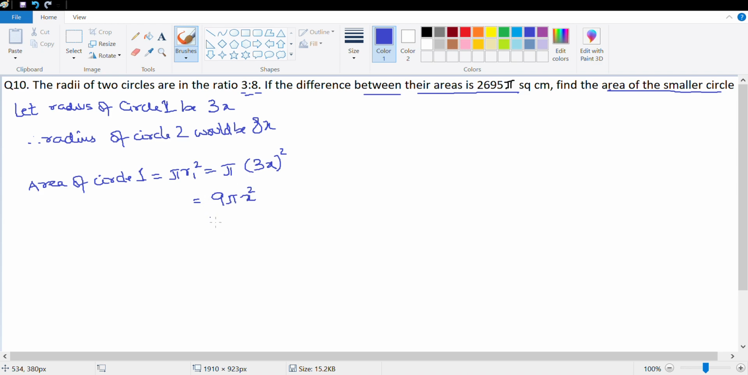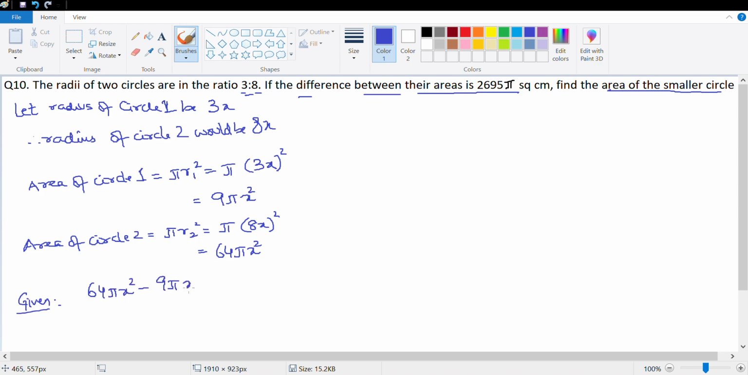Perfect. The next one, the area of circle 2 would be pi r2 square. In this case, r2 we've taken as 8x whole square, which will be 8 square is 64 pi x square. So that's basically the area of these two circles. It says the difference between their areas is something. Okay, so given is the bigger area, which is 64 pi x square minus 9 pi x square is equal to 2695 pi.